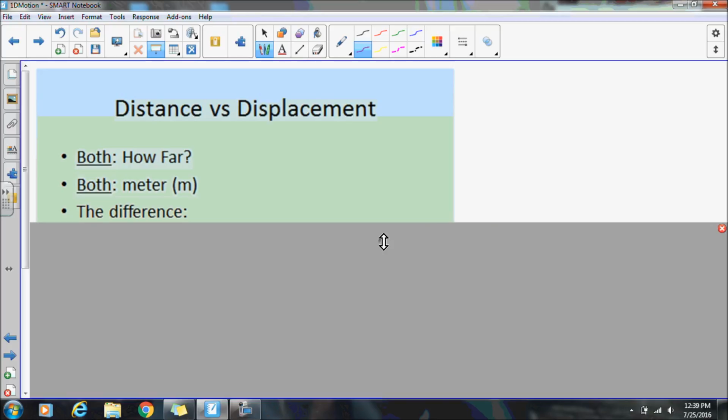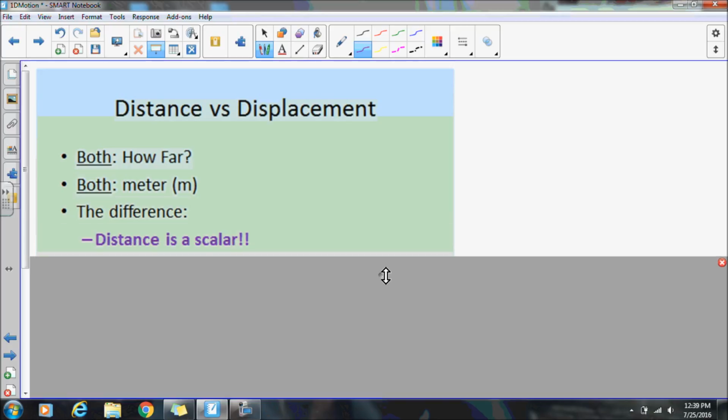The big difference: distance is a scalar. So reviewing, a scalar quantity is one that only has magnitude. And magnitude, again, as a reminder, is just a number and unit. So for example, 5 meters. That is a scalar. So distance is a scalar.